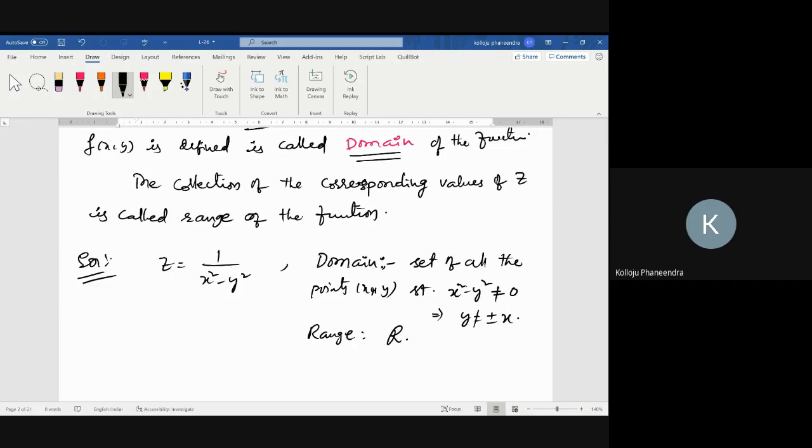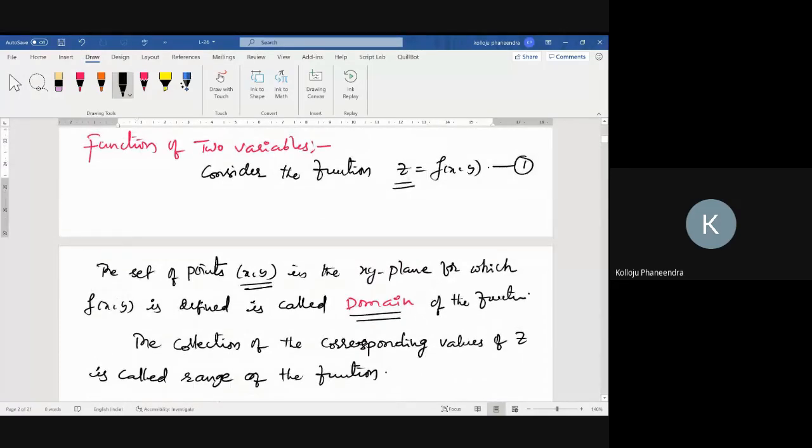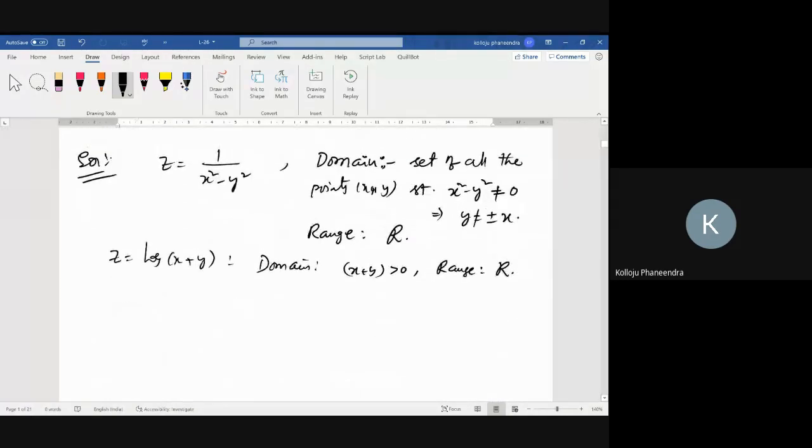Same logic if I consider some logarithmic function, say z equal to log of x plus y. What is the domain here? The domain must be such that x plus y is a positive real number. And what is the range? Definitely it is the real number system R. So the same logic as in a function of a single variable, y equal to f of x. You know the domain and range of a function of a single variable from the intermediate level. Now this is a function of two variables.